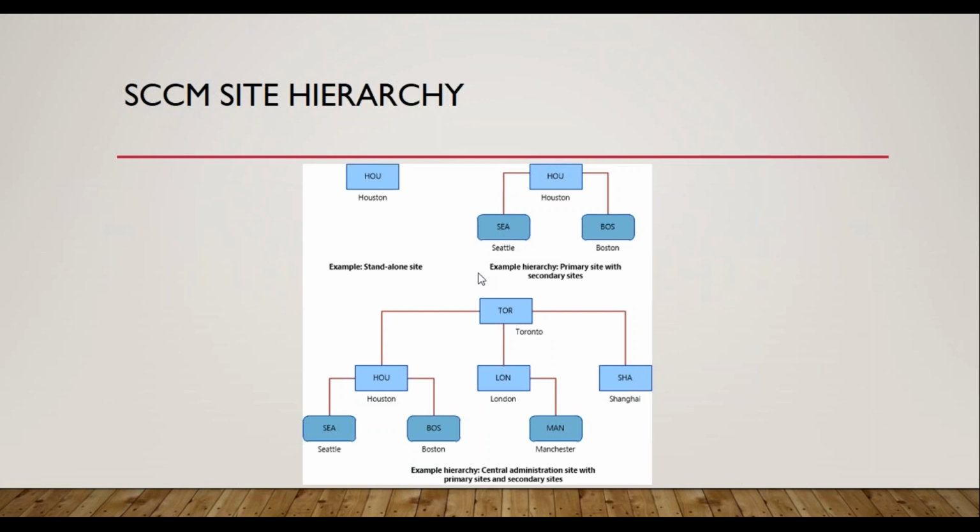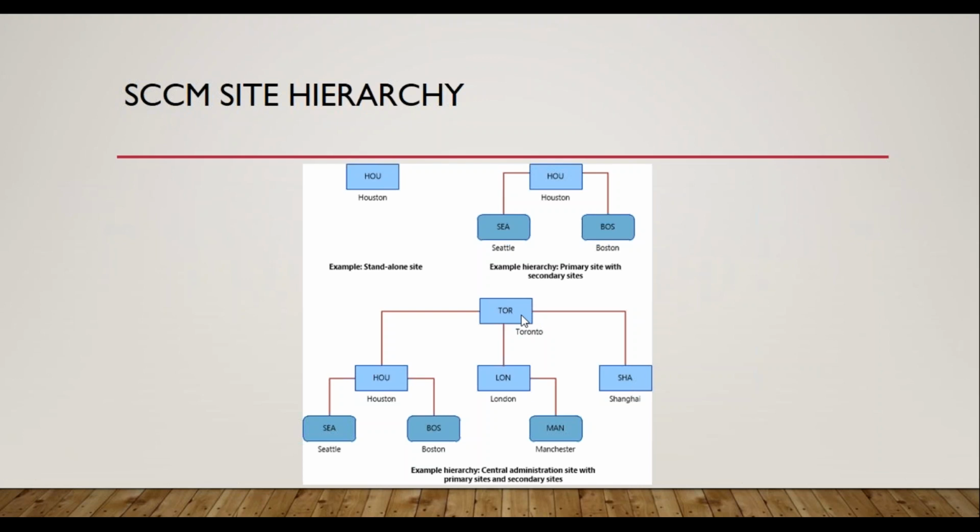And when we are talking about multiple primary sites, like you have in Houston, London and Shanghai, in that case you have to have a CAS server. The CAS will not directly communicate with the client machines. Suppose you have client machines in Seattle and in Houston. It is not going to communicate directly with them. It only communicates with the primary sites so that site-to-site replication can happen. CAS is sitting only for that. It will never manage client machines.